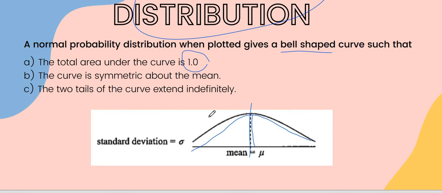And the last one, the two tails. This is the two tails here, the first one and the second one, of the curve extend indefinitely. Indefinitely, okay? Dia tak attach sampai bawah. Alright, so actually this curve line is your standard deviation, and the point at the middle is your mu, or your mean. So this is the introduction to the normal distribution.